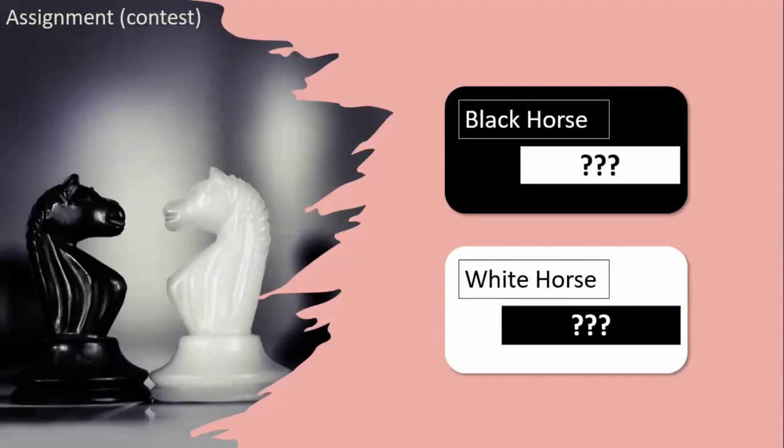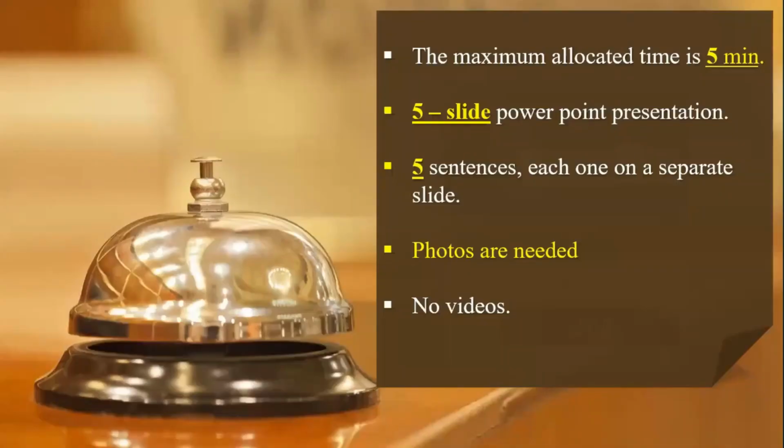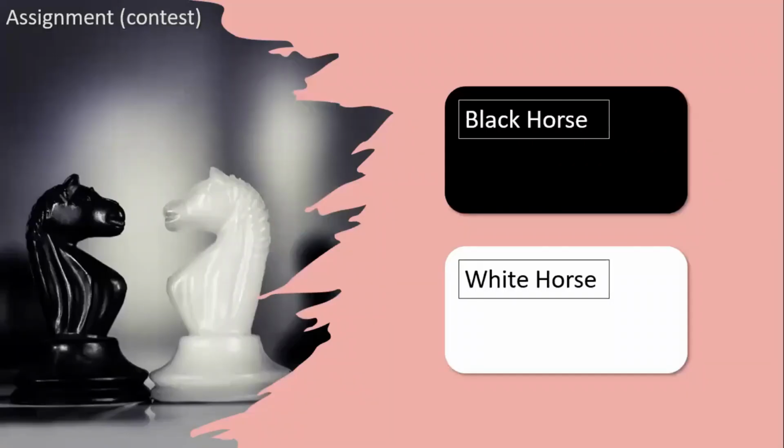There is a contest or assignment. I will choose one of you, or maybe one of you volunteers, to be a black horse and the other one will be a white horse. Each one is assigned to do a PowerPoint presentation of only 5 slides, 1 sentence on each slide, photos are recommended to be included. The maximum allocated time is 5 minutes. After 5 minutes, your shared presentation will stop. Black Horse is going to talk about congenital ptosis, and White Horse is going to talk about involutional ptosis.